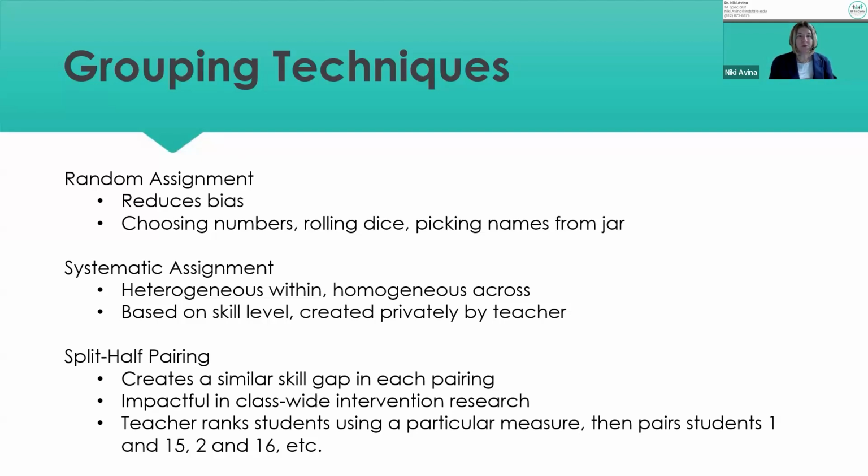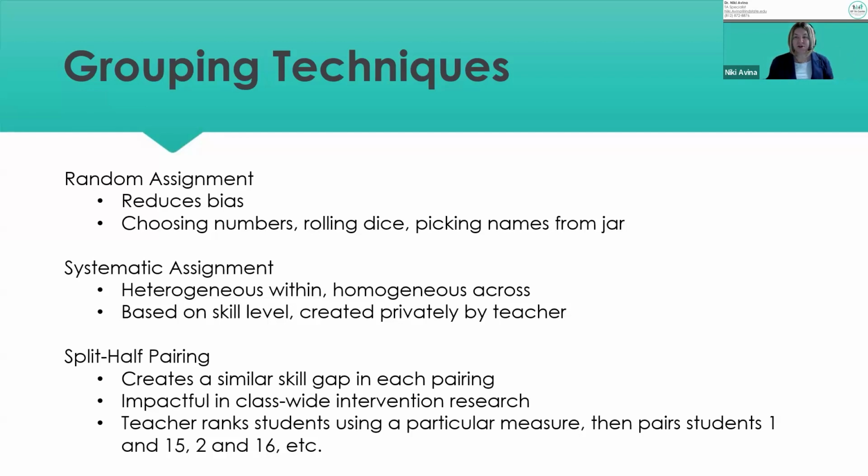So it's not a small group you need to pull, but instead you need to do an intervention with many of your students. That's where the split half pairing can be most beneficial. That is where you're going to create a similar skill gap between students. So it's not going to be your highest student, your number 1 identified student, with your number 20. That's too big of a skill gap.